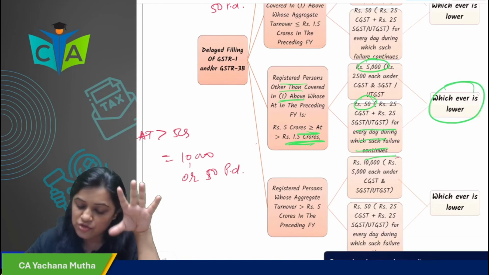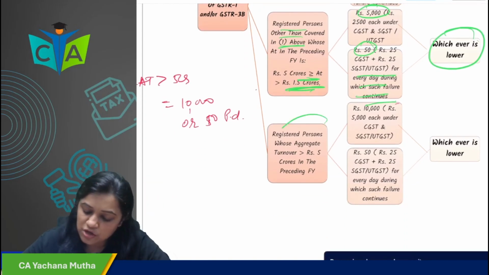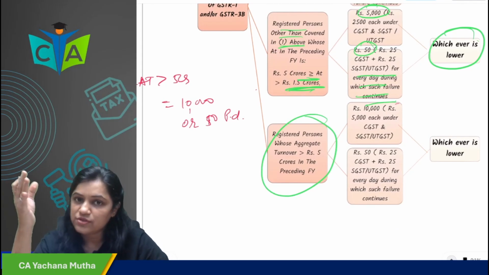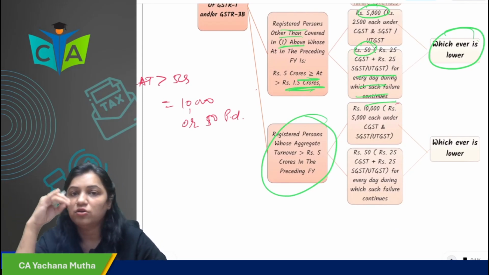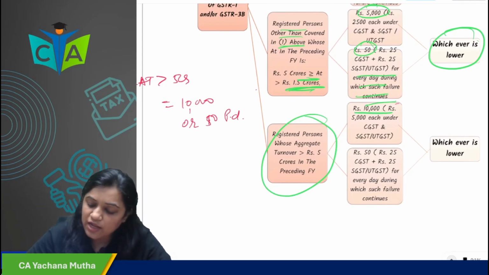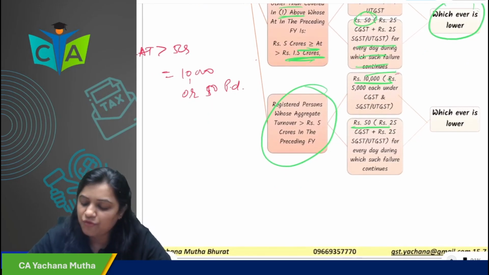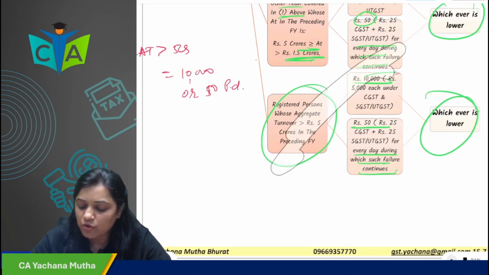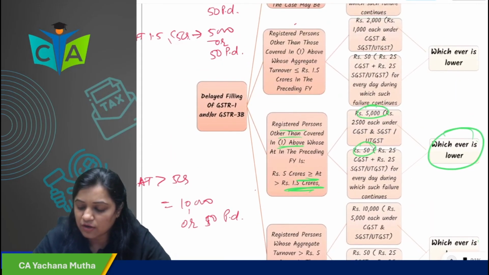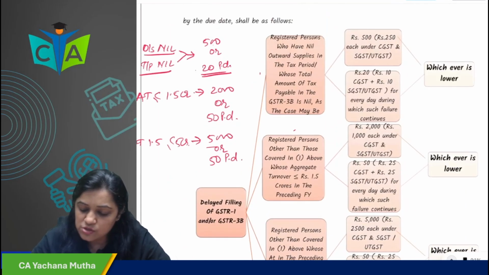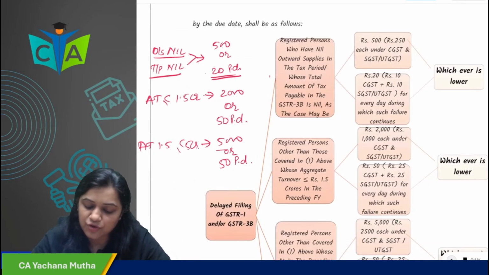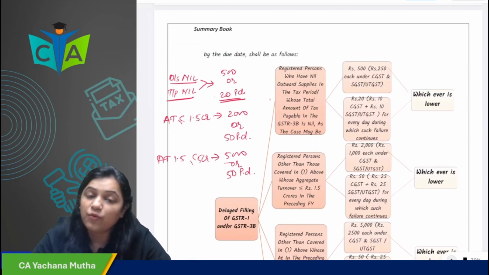whichever is lower. And if you are a registered person and your aggregate turnover is more than 5 crore, in that case 10,000 rupees or 50 rupees per day during which such failure continues, whichever is lower. So this is the late fees in different scenarios of GSTR 1 or 3B.